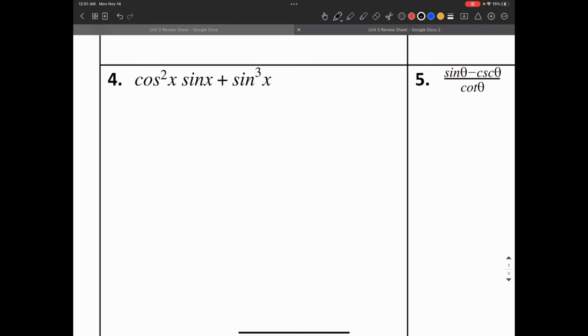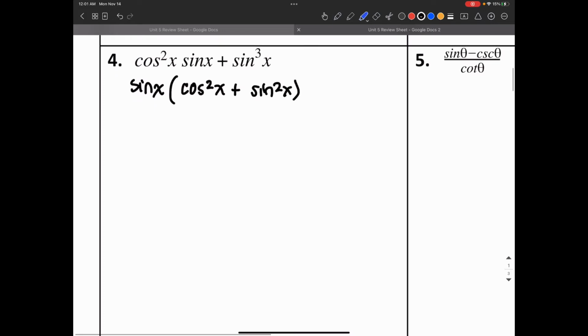For this one, I have 2 terms here. I want to see if I can maybe factor something out. That might be a strategy I can use, because right now I can't use a trig identity to help me get this to be fewer terms. So maybe if I factor, then I'll see something different. I see these 2 terms have sine in common, so I can take sine of x out, and I can write this as sine of x times cosine squared of x plus sine squared of x.